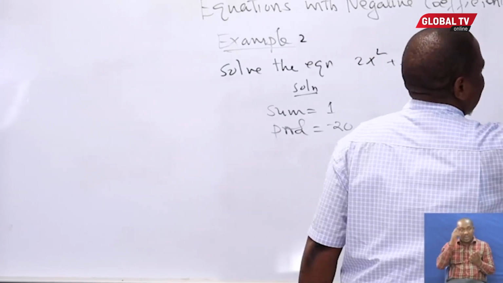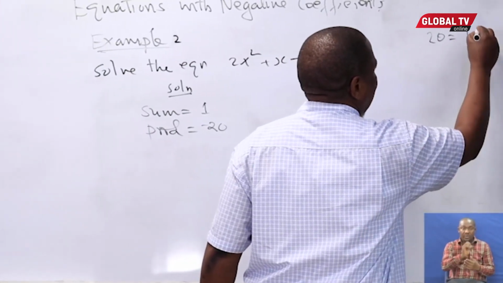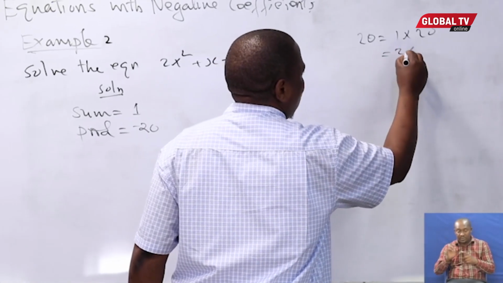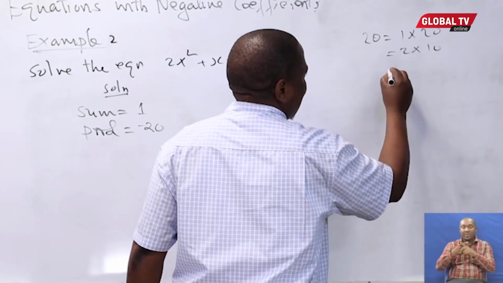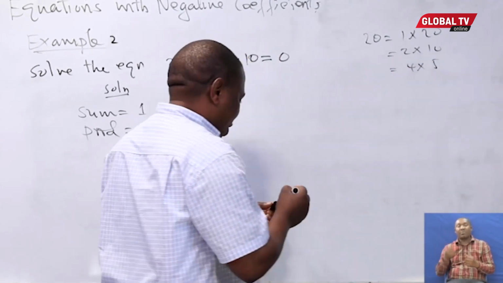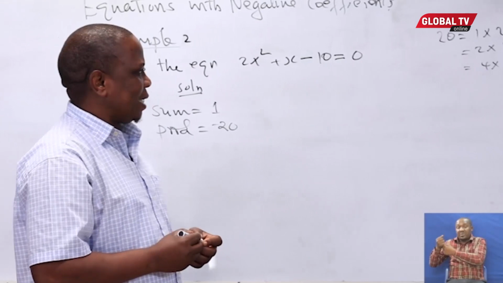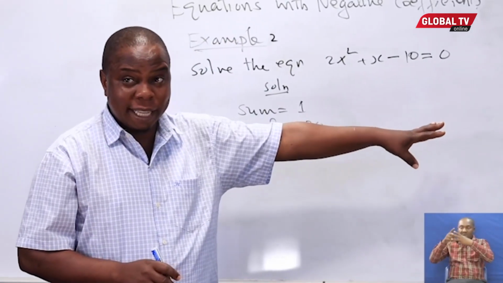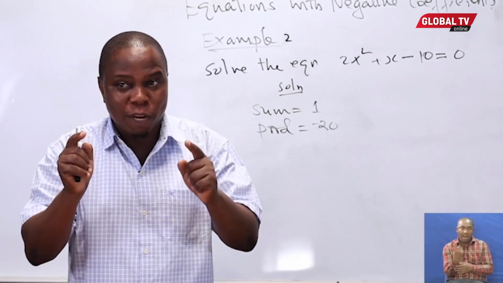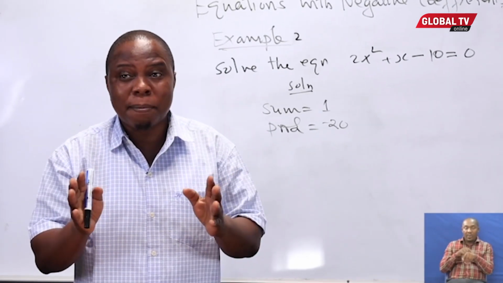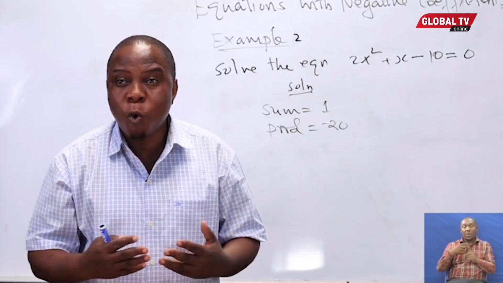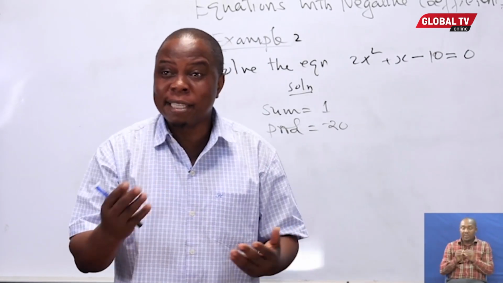That is, 20 can be written as 1 times 20 itself. 20 can be written as 2 times 10. 20 can also be written as 4 times 5. There are no other 2 numbers whose product is 20. It's only those 3 pairs there. Now, mind you, when we are talking of sum, we can sum up the positive numbers, or we can sum up the negative numbers, or we can sum up when one is positive and the other is negative.